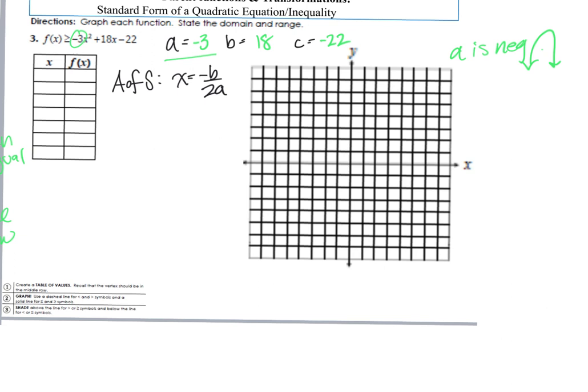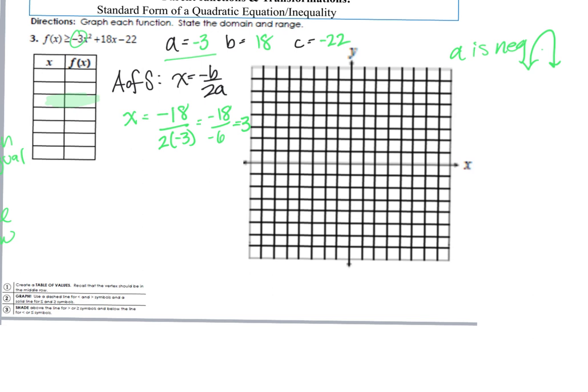Again, I'm not changing any of my steps ever. That's one of the things I love about algebra. It's very procedural. Okay, our steps don't change. We're going to find our x value first. We have negative and then B, so negative 18 over 2 times A, which is negative 3. So this is negative 18 divided by negative 6, which equals positive 3.